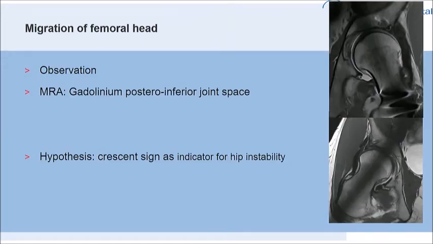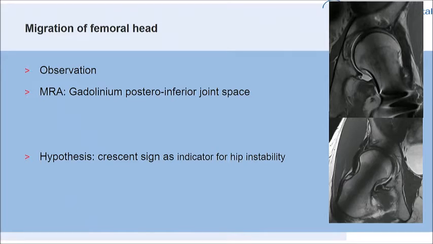This is also the observation we made frequently with MR arthrography, where you can see this gadolinium in the posterior inferior joint space, which we call the crescent sign. Our hypothesis was that the crescent sign may be an indicator for hip instability. Can you follow me?